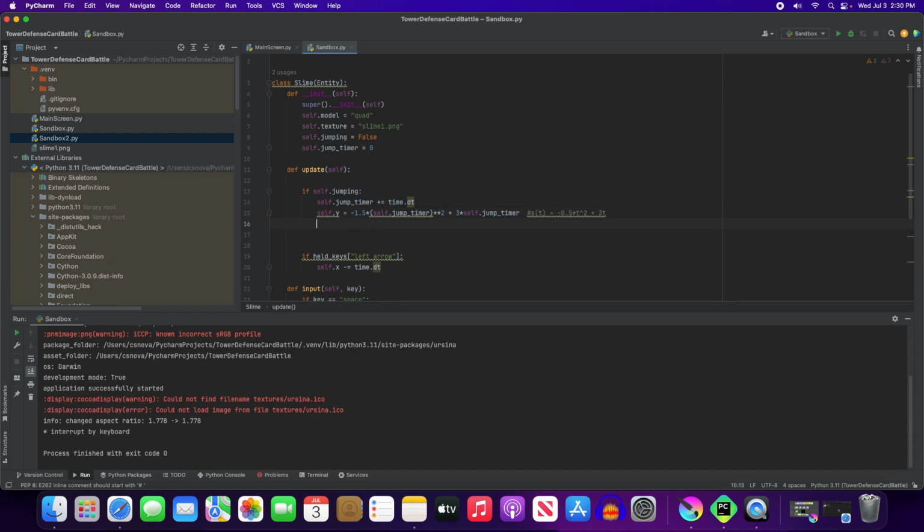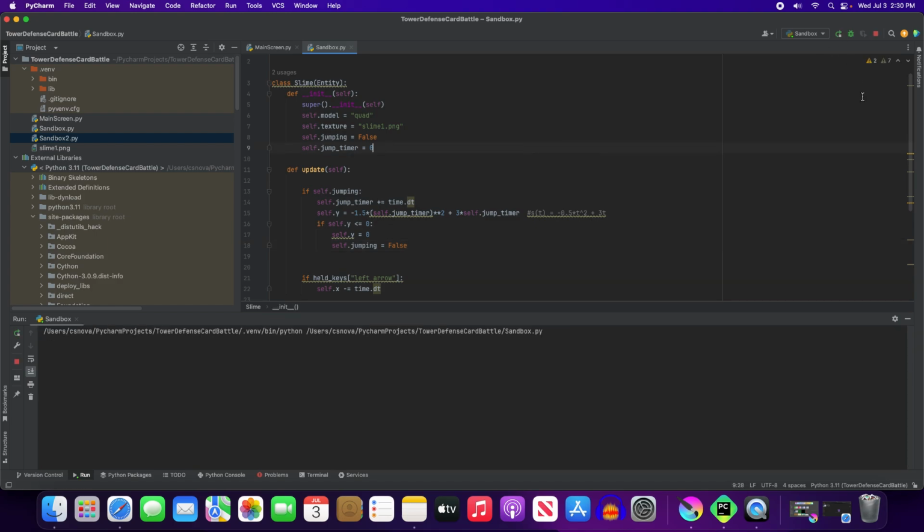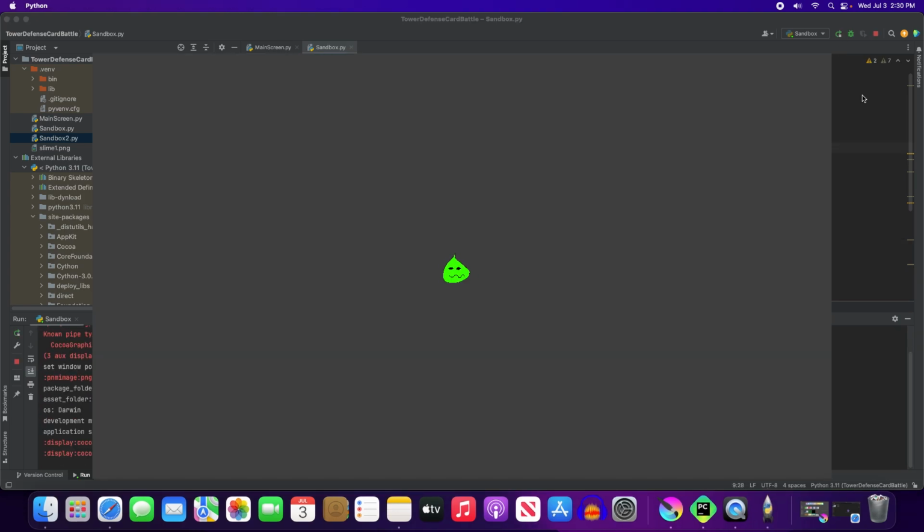And I also want to set up this other condition. So if self.y is less than 0, well, say less than or equal to 0, then it is 0, and we also say self.jumping equals false. So now we have our slime who still only moves left, and I can do a jump. He goes up and then back down.